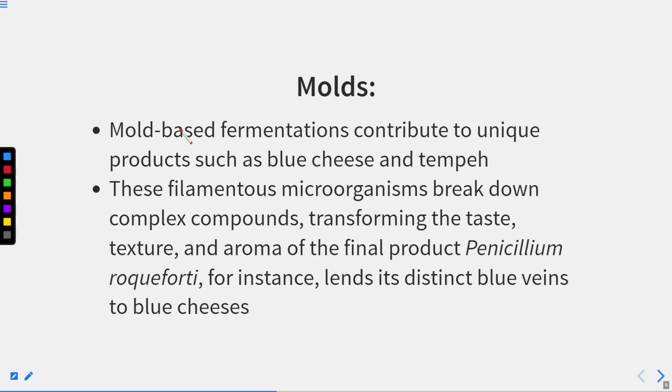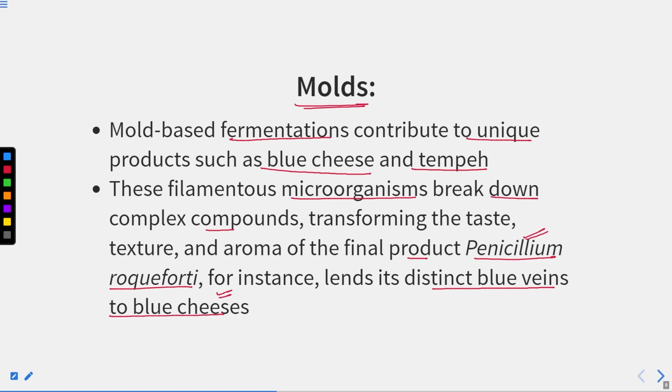Next is the mold. Mold-based fermentation contributes to unique products such as blue cheese and tempeh. These filamentous microorganisms break down complex compounds, transforming the taste, texture and aroma of the final products. Penicillium roqueforti, for instance, lends the distinct blue veins to blue cheese. So some of the molds are also used. For example, Penicillium also comes in the category of molds, and they form the blue cheese. So blue cheese is made from the mold, right?